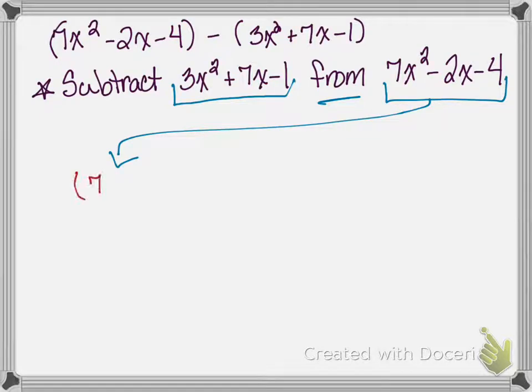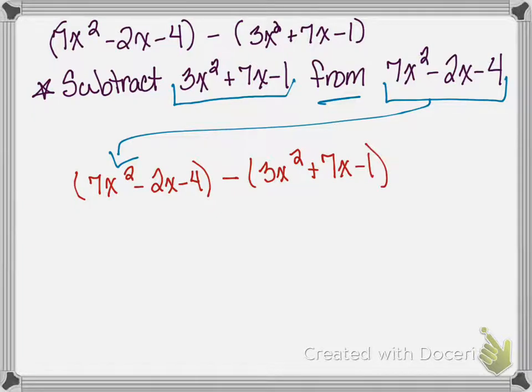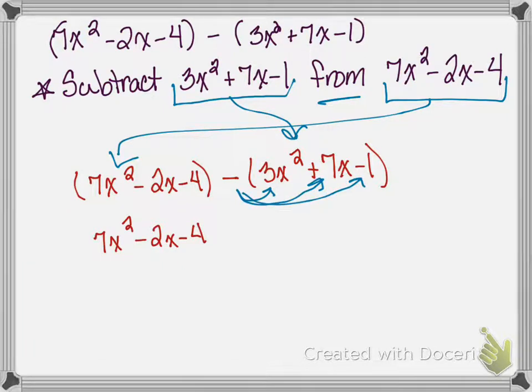So this is going to be 7x squared minus 2x minus 4 minus 3x squared plus 7x minus 1. Now, I don't have anything in that first trinomial that I need to distribute or combine, so I'm just going to write it down. So I have 7x squared minus 2x minus 4. Now, this negative sign, I have to give that negative sign to everyone. I have to distribute the negative.